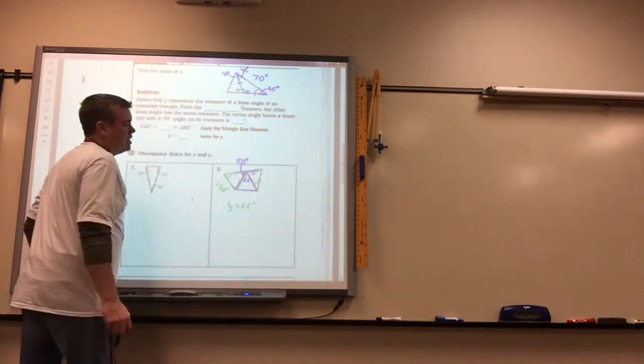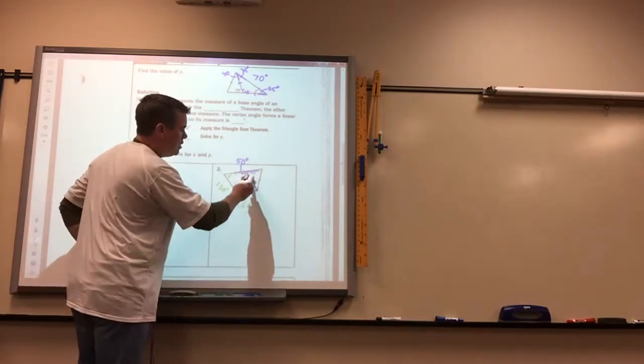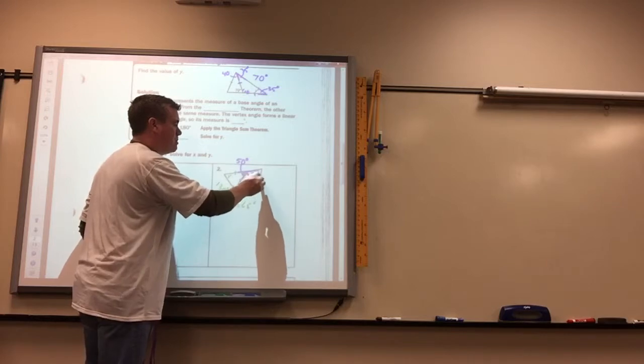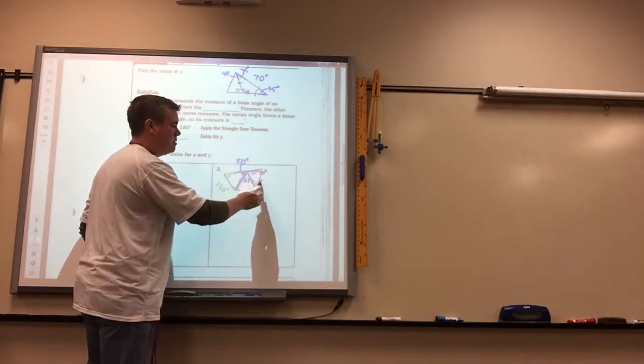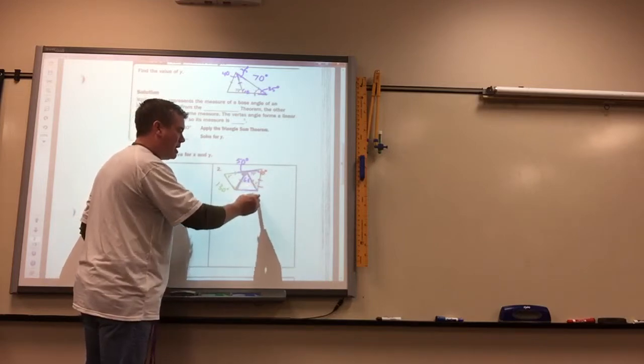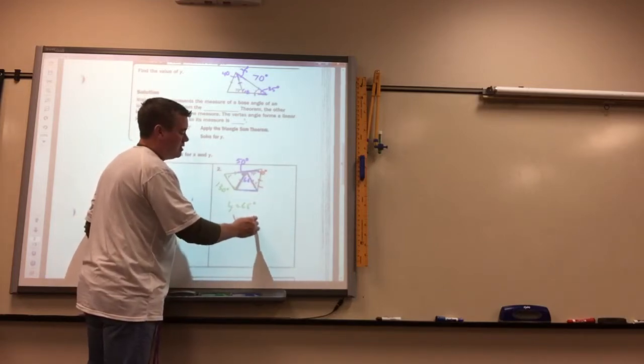And the same thing over here. Here, this is an isosceles triangle. This is 70, which means this one is also 70. So 70 and 70 is 140. Subtract that off of 180, and you get 40 degrees.